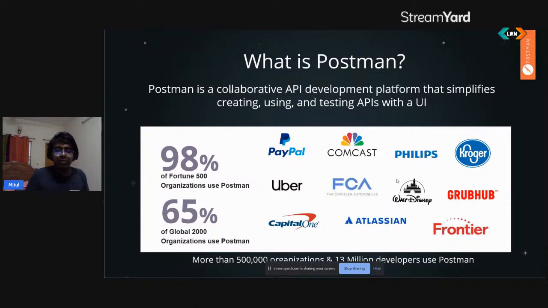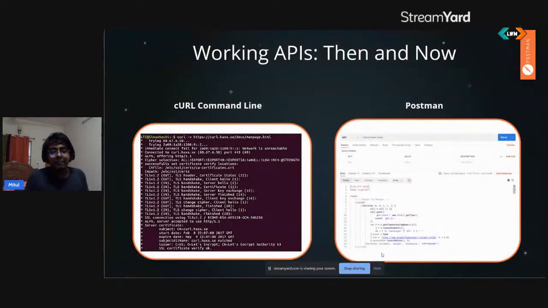We have something like 98% of Fortune 500 organizations using Postman. You can see it here, and more than 13 million developers use Postman. So it's really a trusted platform. As students, if we can use it for free, why shouldn't we use it for our projects and other things? I think we should use it. So that was Postman.